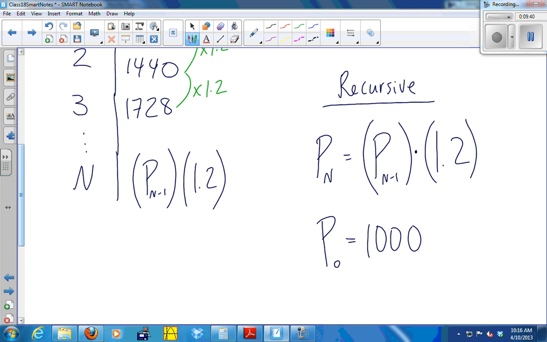All right, now the explicit formula for the exponential growth is a little bit trickier. Close. That's really close. That would be if you add 1.2 each time, because 1.2 times n means 1.2 plus 1.2 plus 1.2. It's repeated addition. How do we notate repeated multiplication?